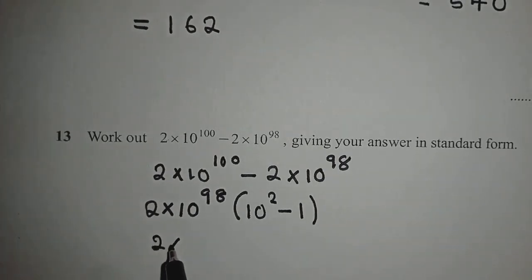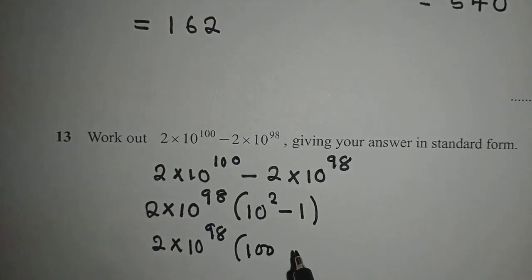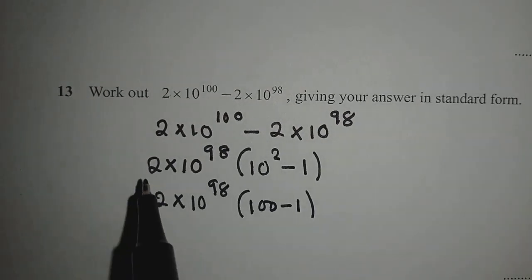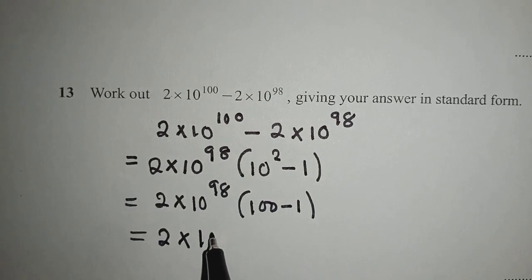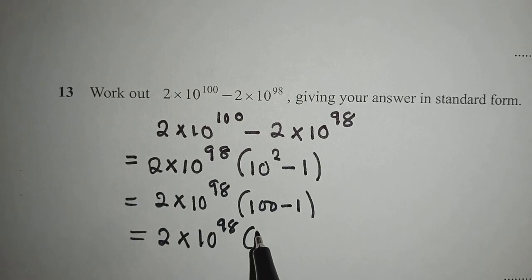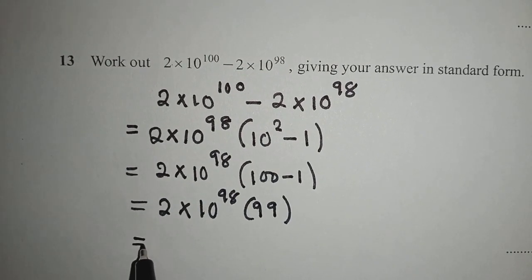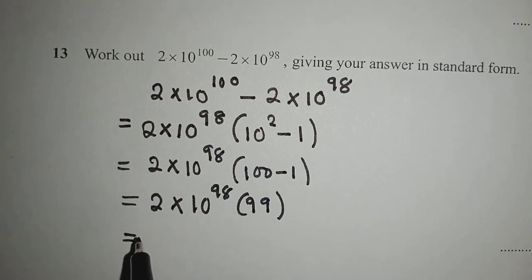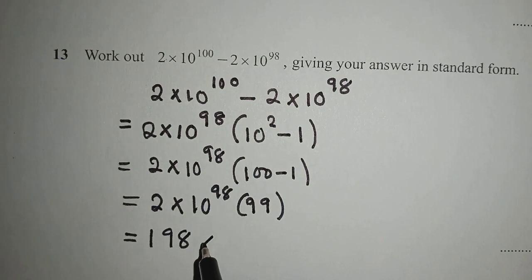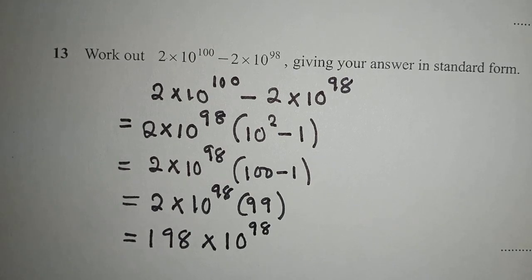We work out what is inside here. We're getting 100 minus 1 there, which is giving us 99. So when we multiply 2 times 99, we're getting 198. So we say times 10 to the power 98 there.